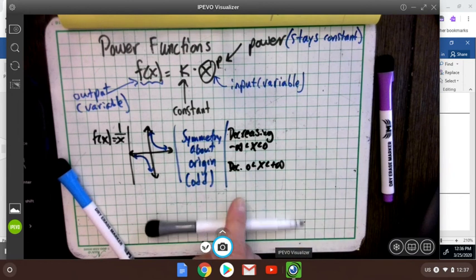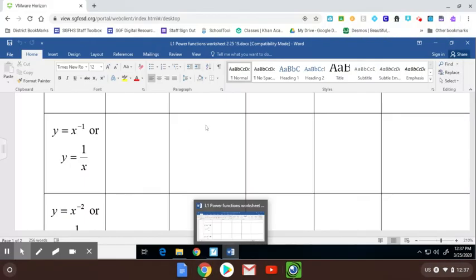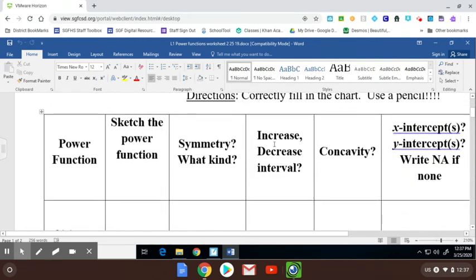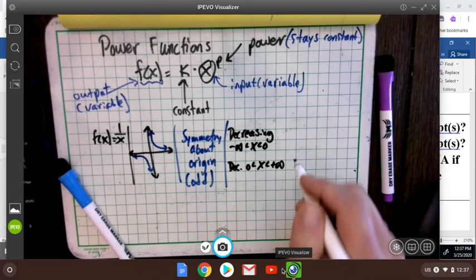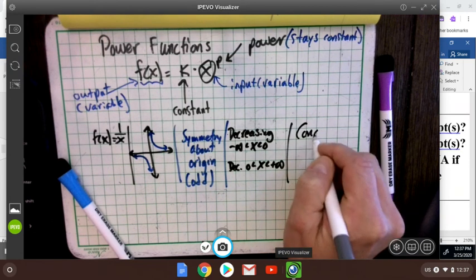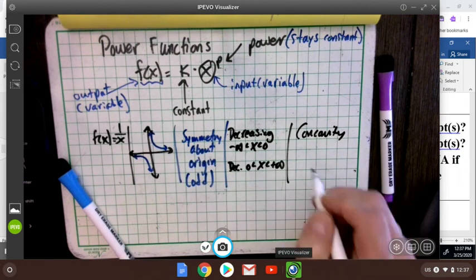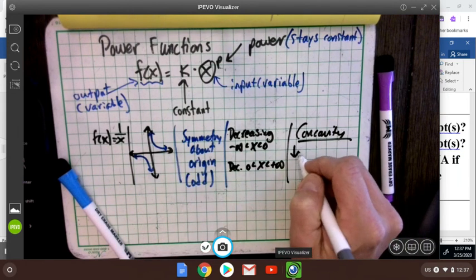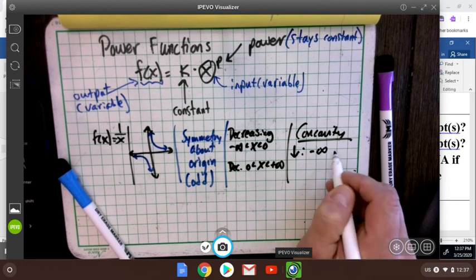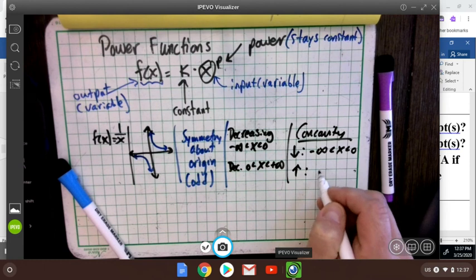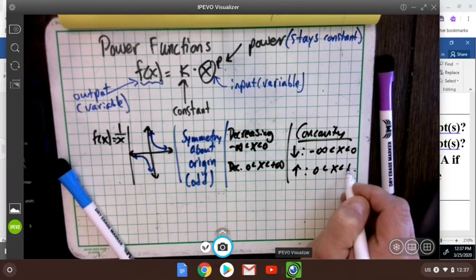Okay? Next up, what are we looking for here? We've got, let's see, sketch, symmetry, increasing, decreasing, concavity. Okay, concavity is a good one. And then intercepts. So concavity, pretty cool. This thing is frowning, and then it's smiling. So concave down from negative infinity to 0. It's concave up from 0 to positive infinity.